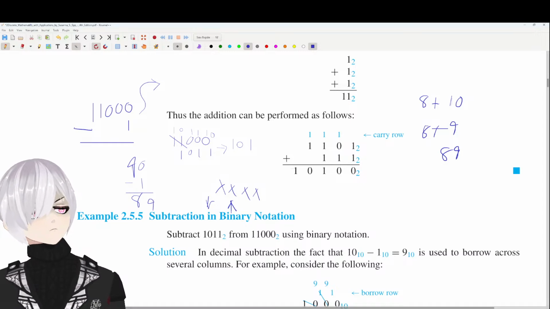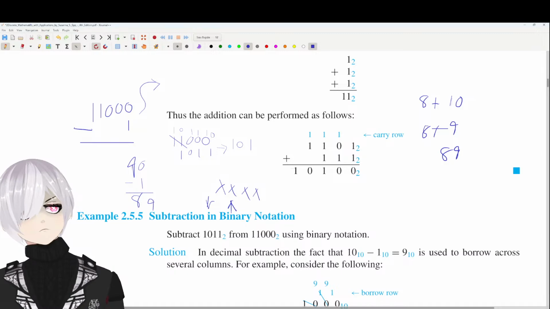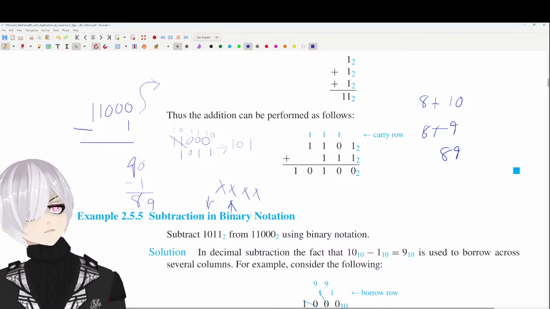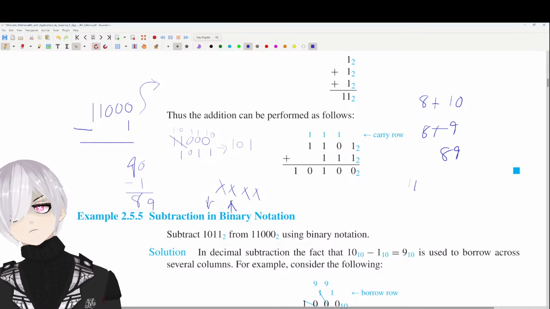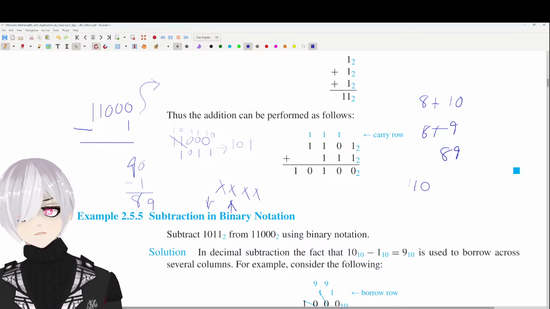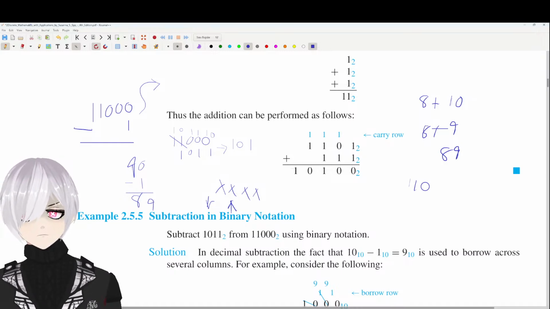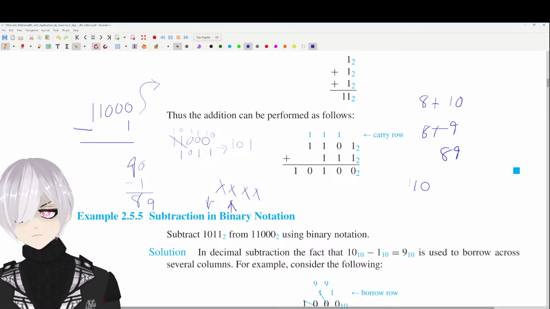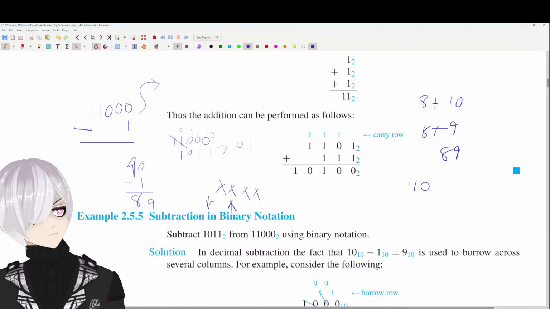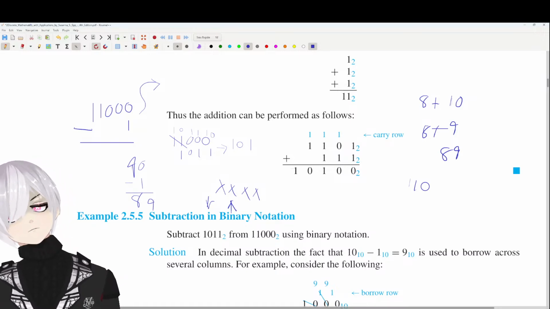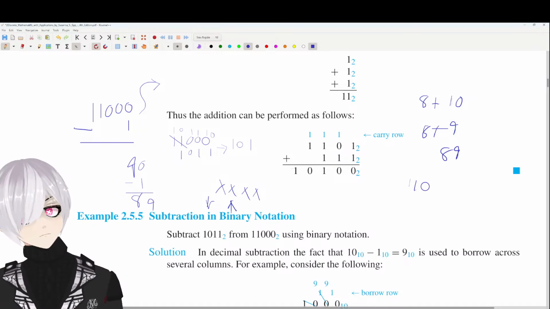Yeah, and I think that kind of idea is involved in carrying or borrowing. So if you have like 110, which I guess would be 6, if you subtract 1 from 6, you should get 5.